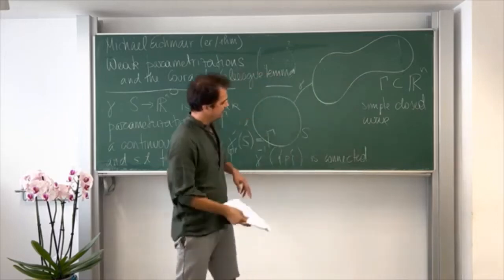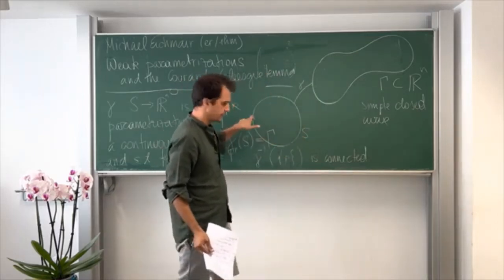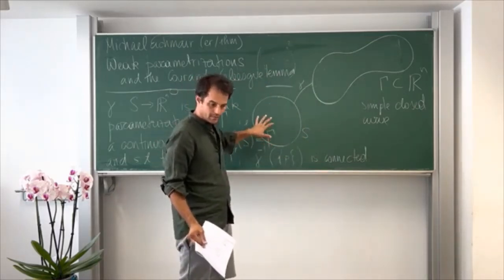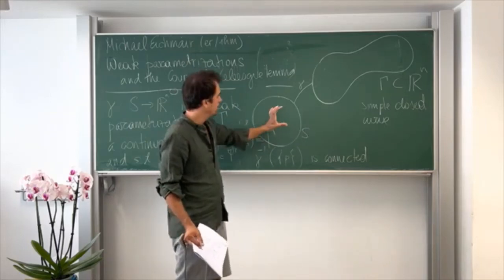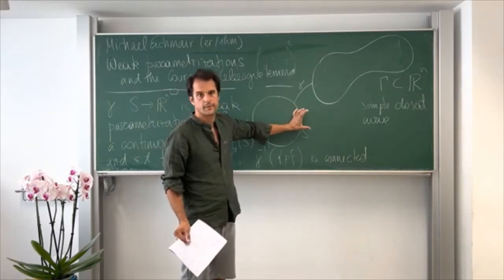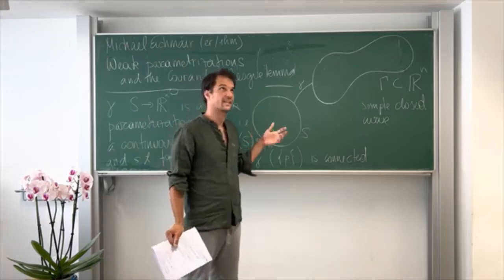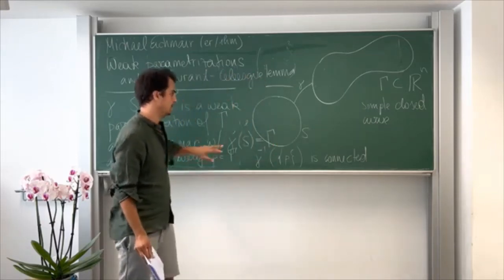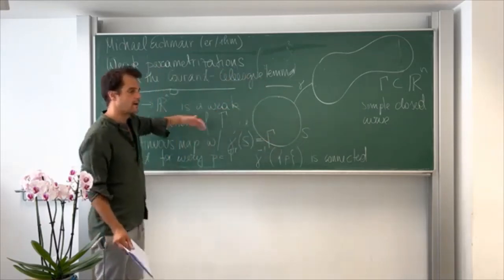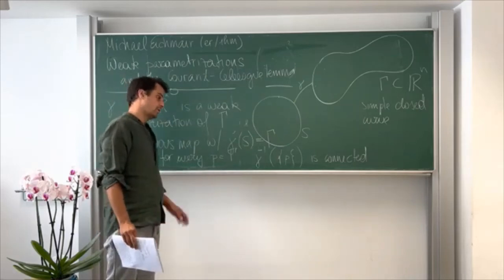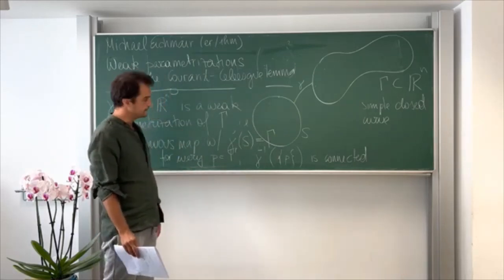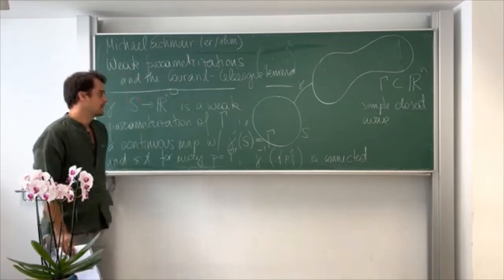So, what are the connected subsets of the circle? It's either the entire circle or just images of intervals. So it's always an image of an interval under the standard map that takes R to the unit circle, cosine theta, sine theta. So this is what this means.